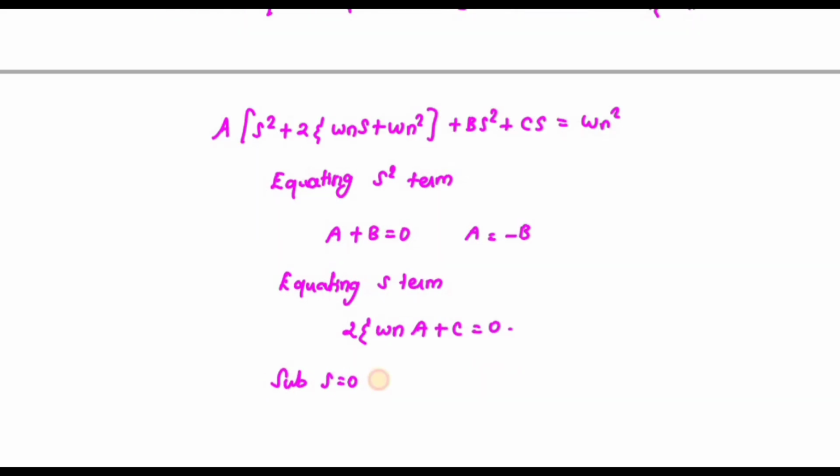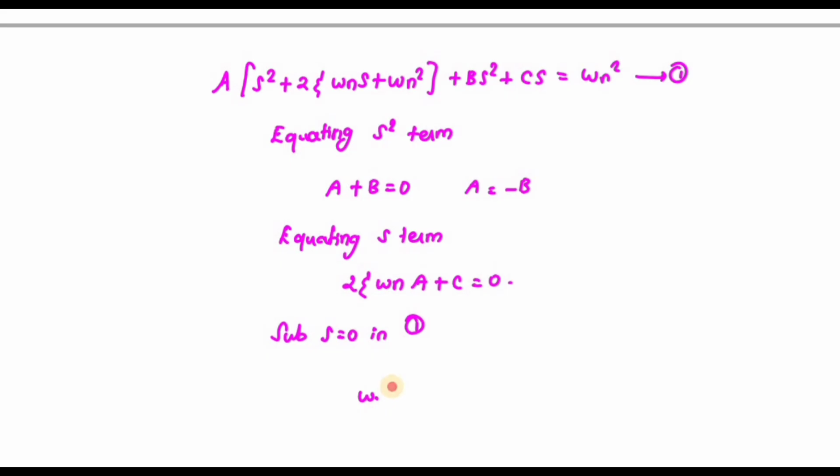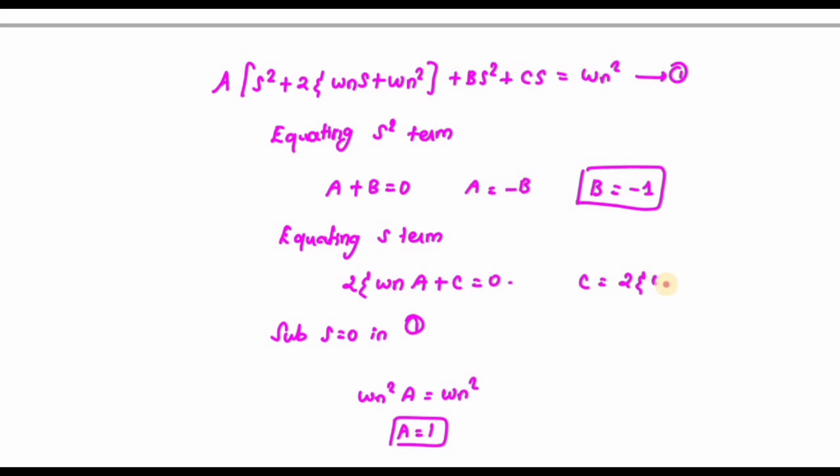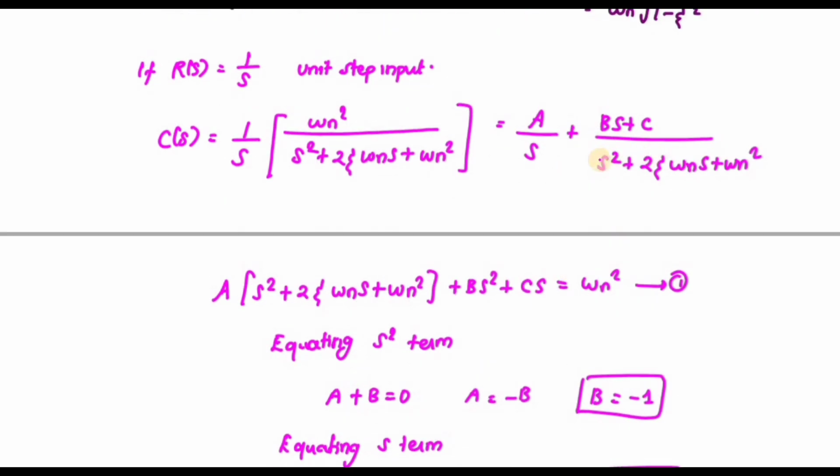Next I am going to substitute s equal to 0. If I substitute s = 0 in the first equation, I will get ωn² A = ωn², therefore A = 1. Substituting in that equation, A = -B, so B = -1. Once I get the A and B values, I substitute in the other equation, so I get C = -2ζωn.